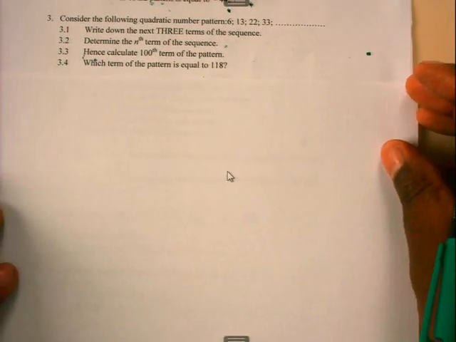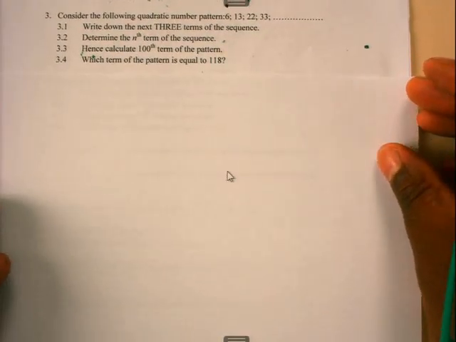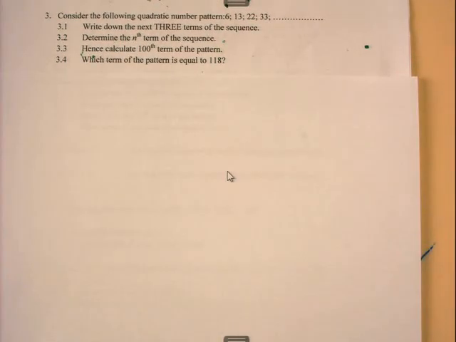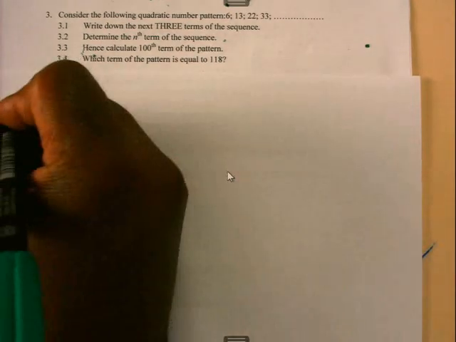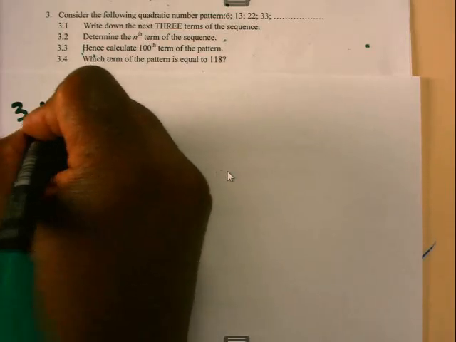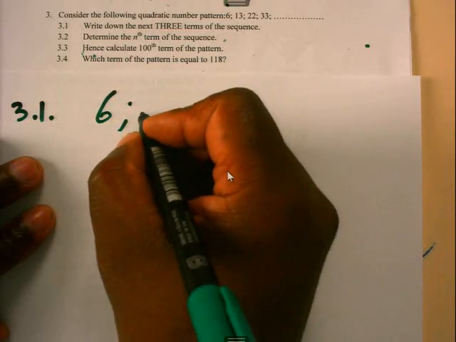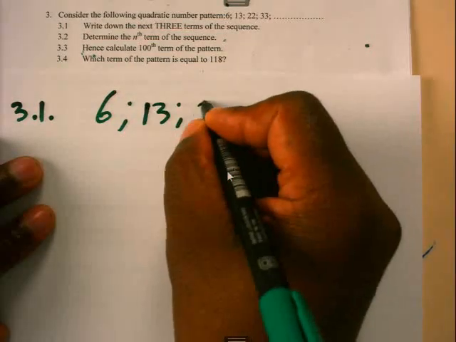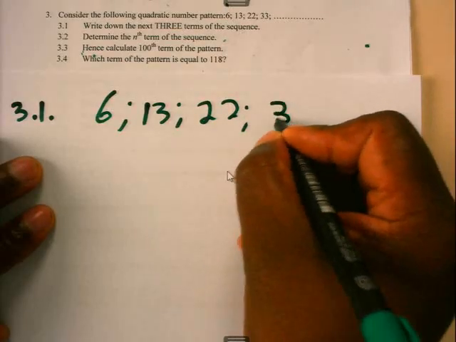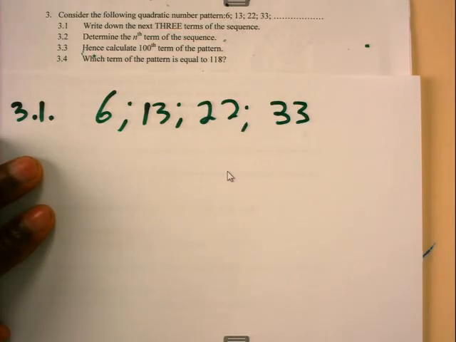It clearly appears on your screens, and it reads as follows. Consider the following quadratic number pattern. The first question: write down the next 3 terms of the sequence. Let's write it down. 3.1. Remember, we've got a quadratic number pattern: 6, 13, 22, 33.